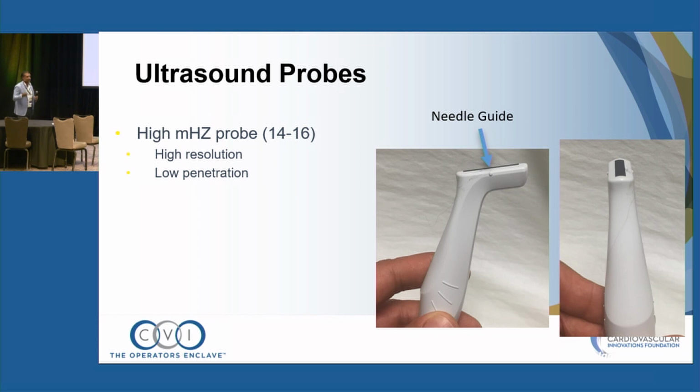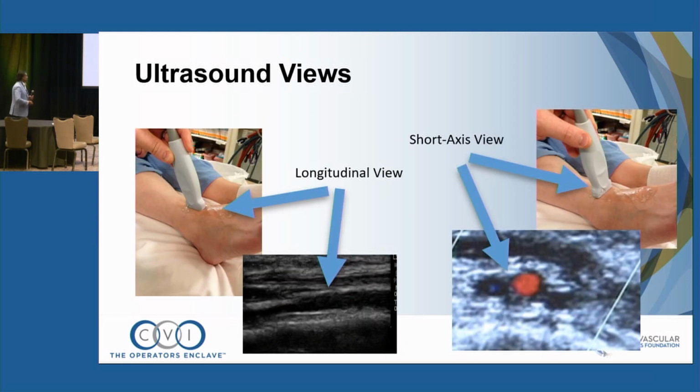For pedal access, you're going to use a high megahertz probe, usually 16 to 20 megahertz. So that's the opposite of a low. It's going to have low penetration, but very high resolution.